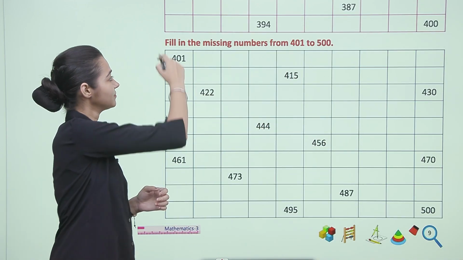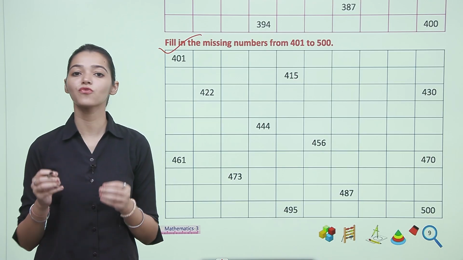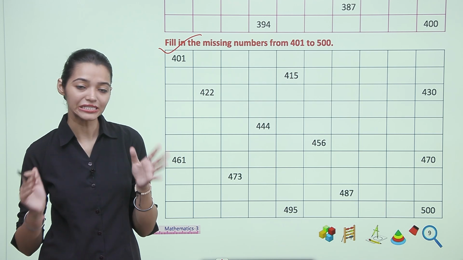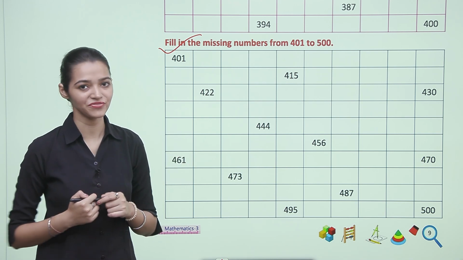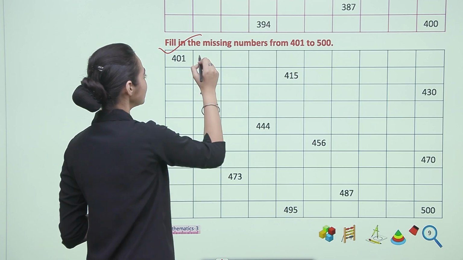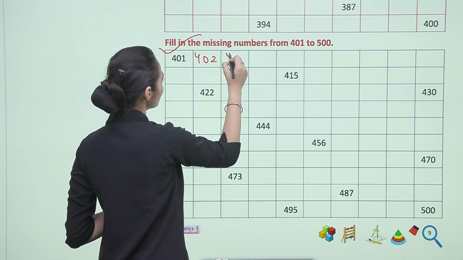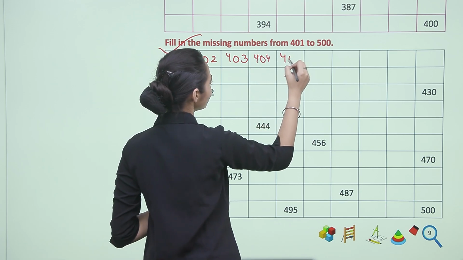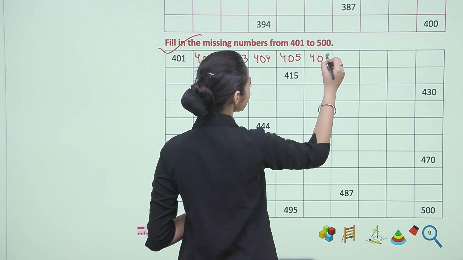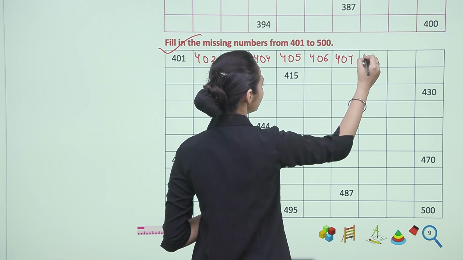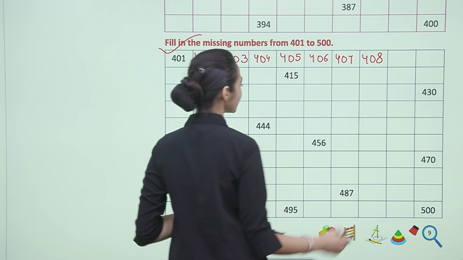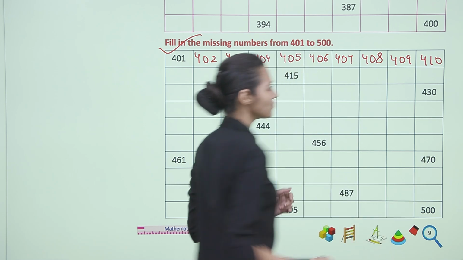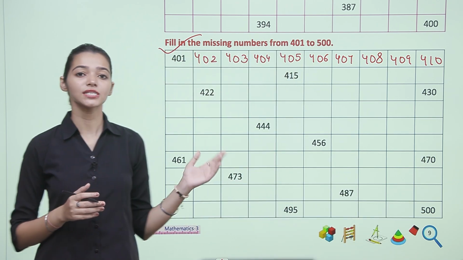Now in the next one, we have to fill in the missing numbers from 401 to 500. As we have done in the earlier one from 301 to 400, now we will complete it for 401 to 500. Now let's start. 401, 402, 403, 404, 405, 406, 407, 408, then 409 and the last one in this row is 410. That's how you have to complete it.